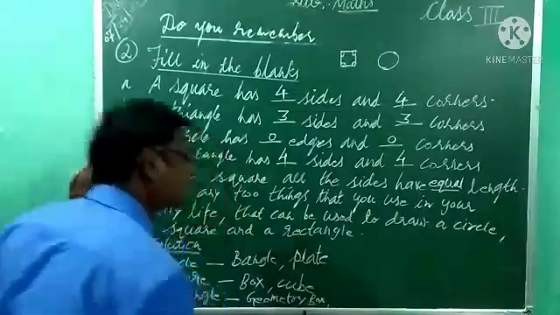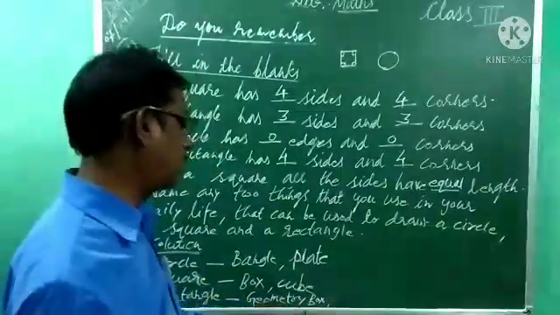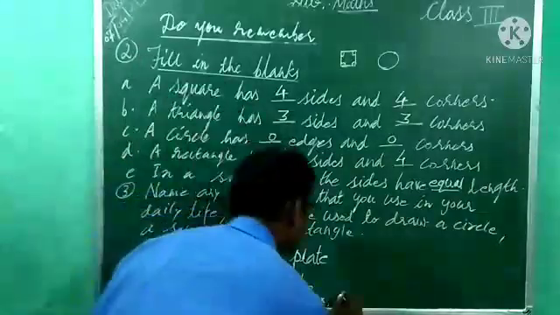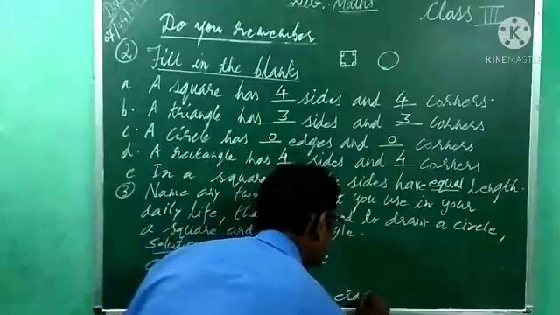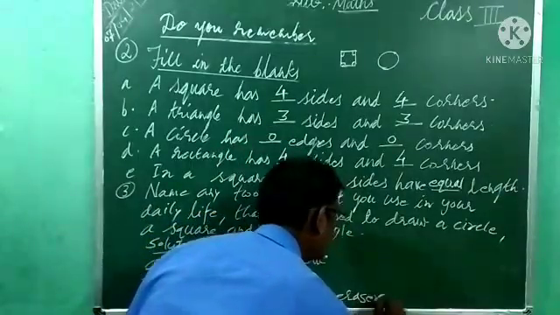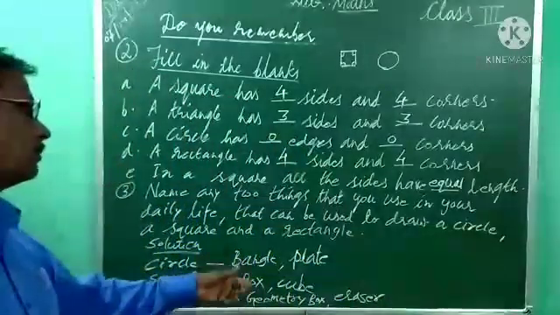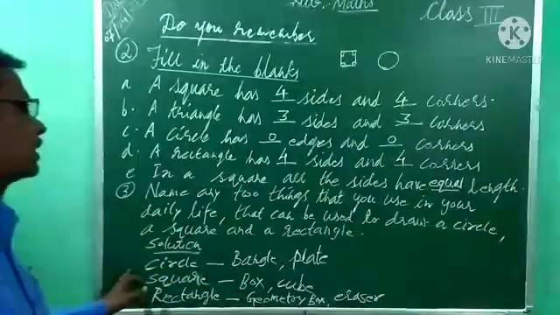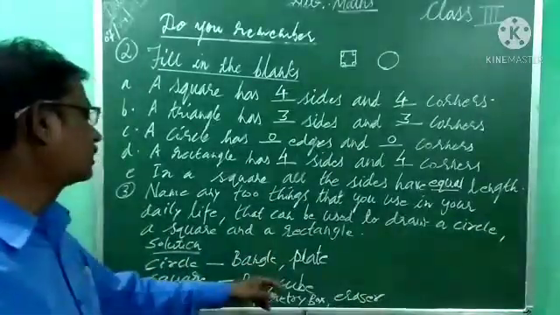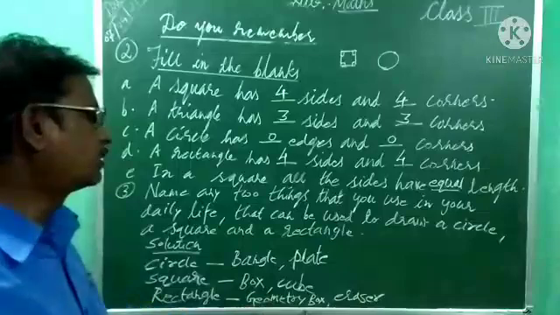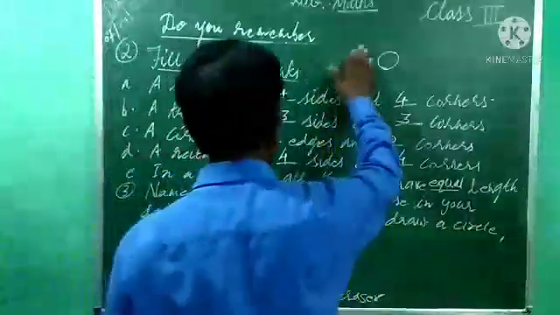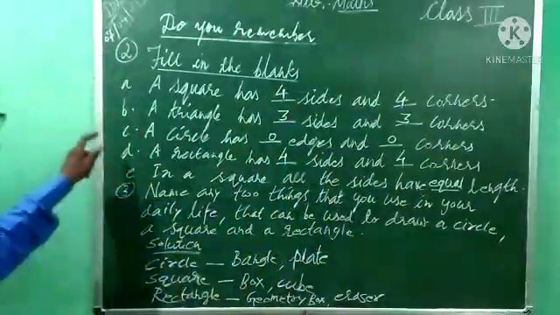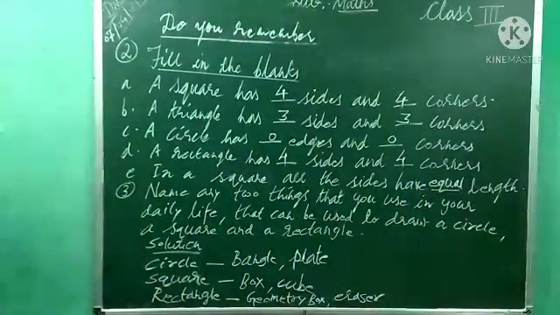And second one, ruler, or we can say ruler and scale, or otherwise eraser also. Eraser is also rectangular in shape. Many things are there, but at least any 2 examples we have to write. Okay. Circle, bangle and plate. Square, box and cube. Rectangle, geometry box and eraser. So understood this one? So note down this, fill in the blanks and this question number 3 also. Note down this.